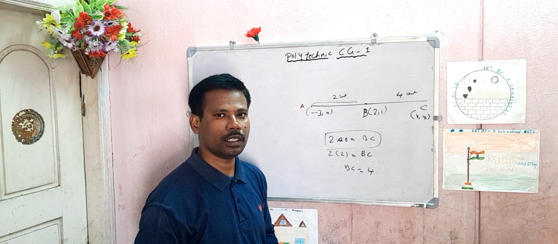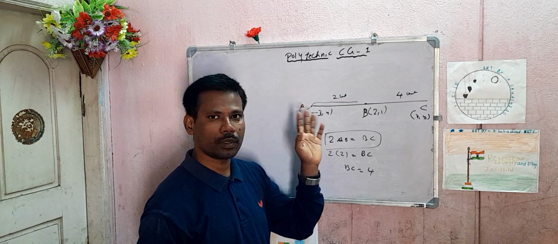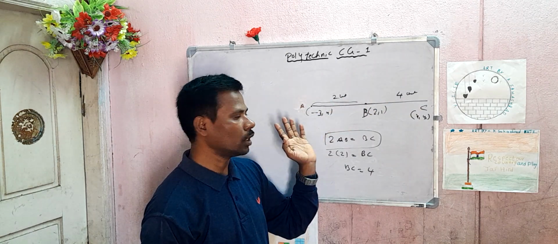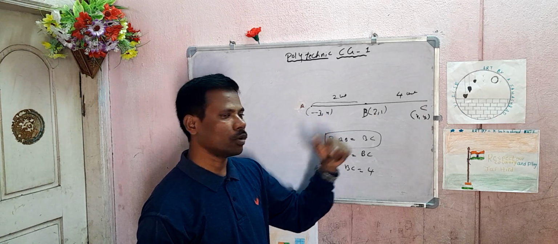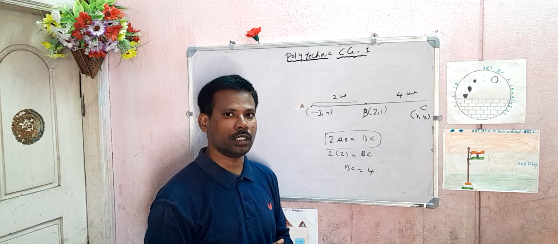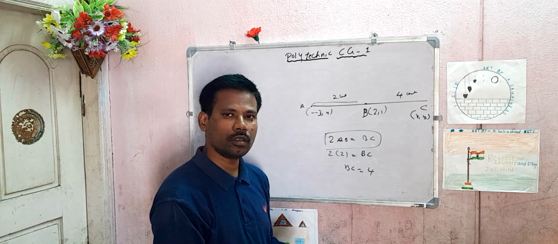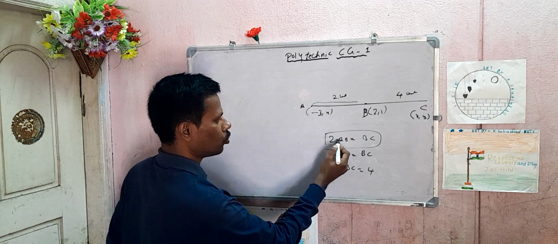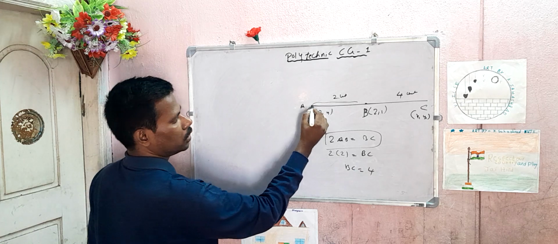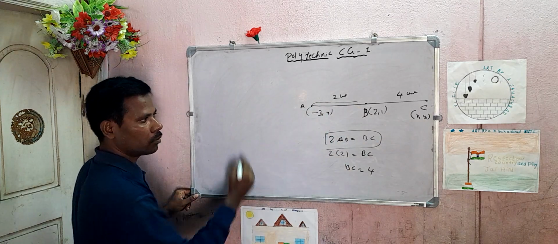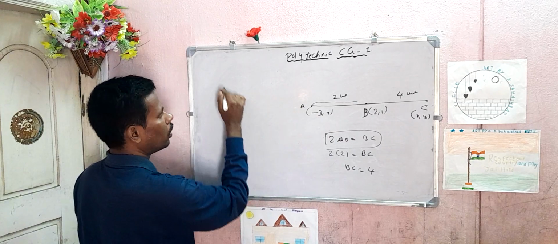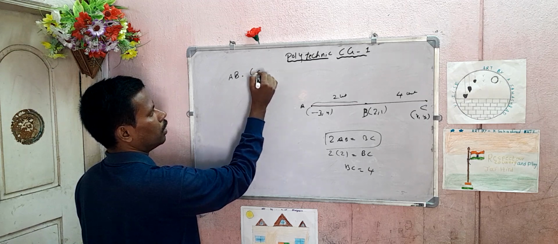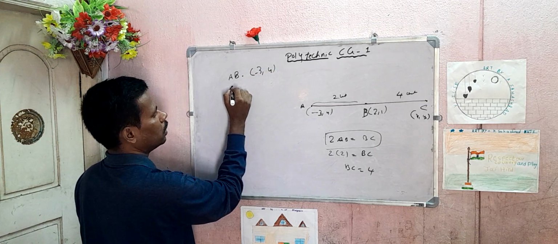Which formula should you apply here? Can you apply midpoint? Midpoint is completely ruled out, because midpoint means both should have the same length. Centroid is ruled out. All the other things are ruled out. Only one possibility is there, that is the distance formula. Here a segment is there, no? So you can apply the distance formula. Find the distance between these two points, A and B. A is -3, 4. B is 2, 1.